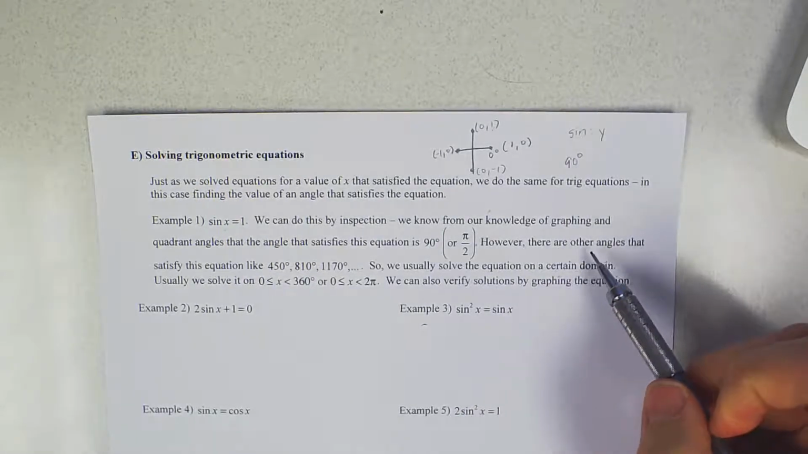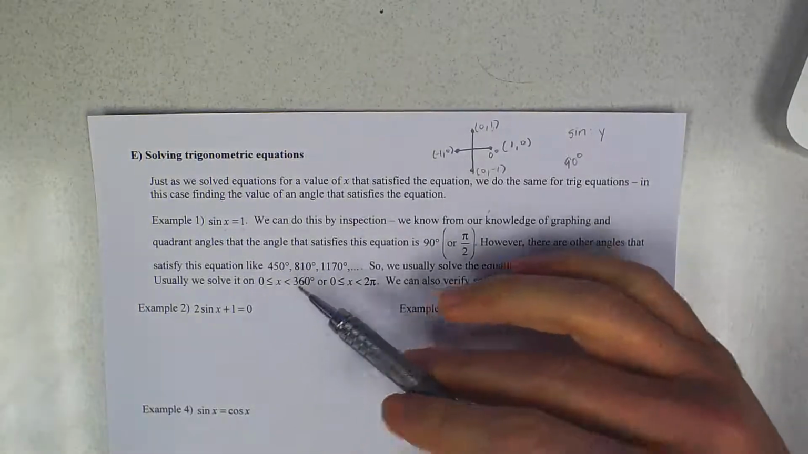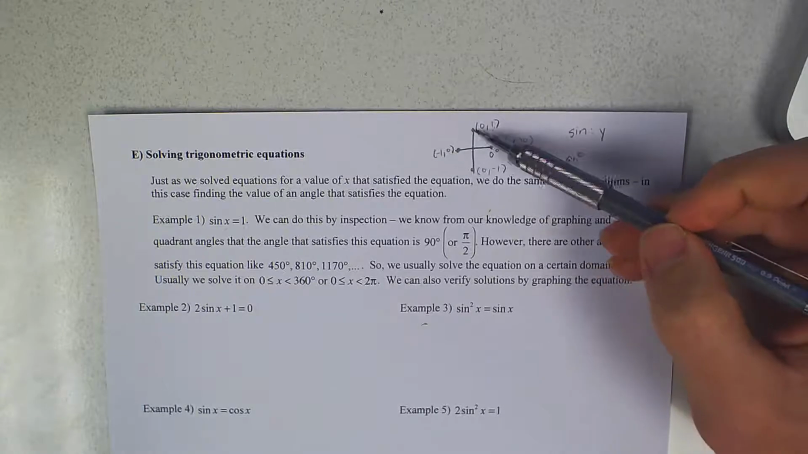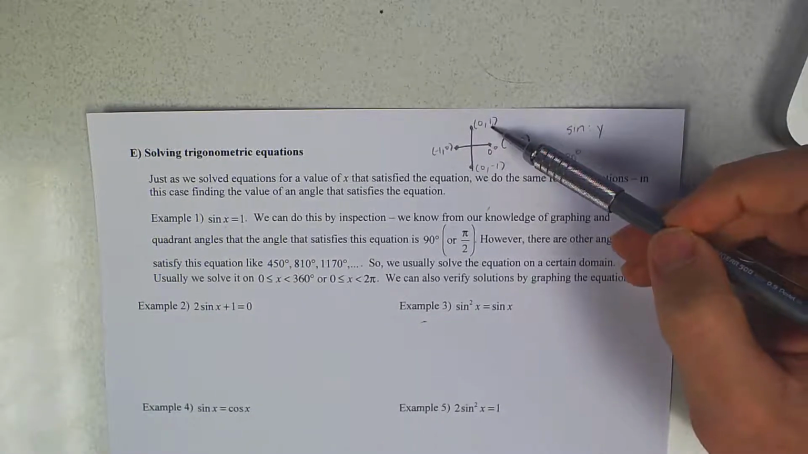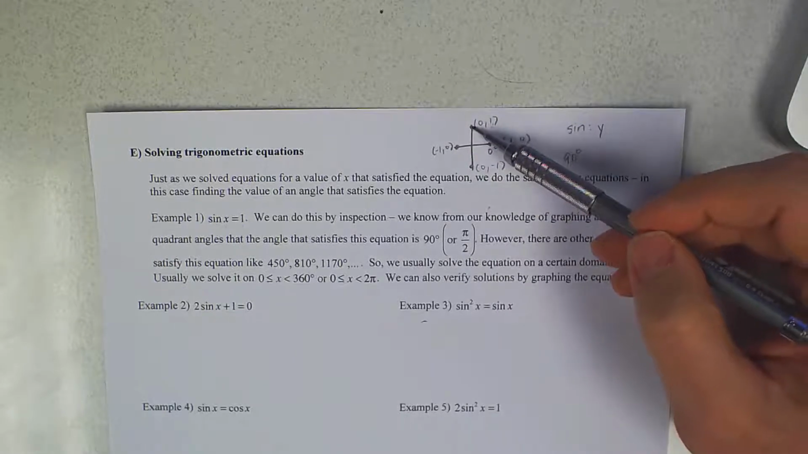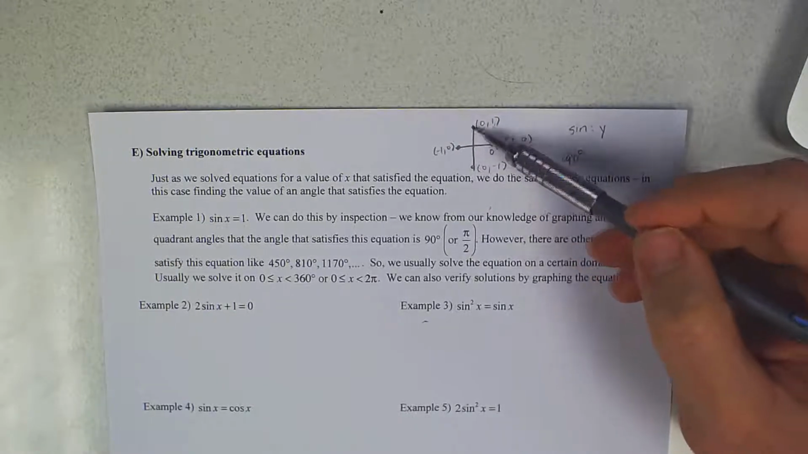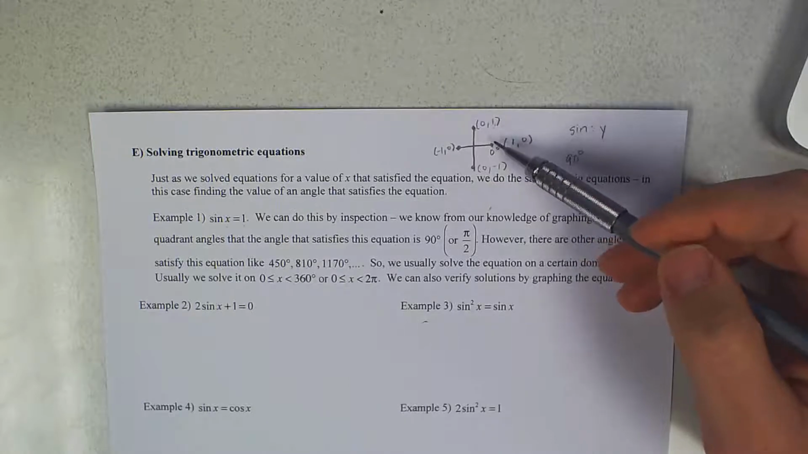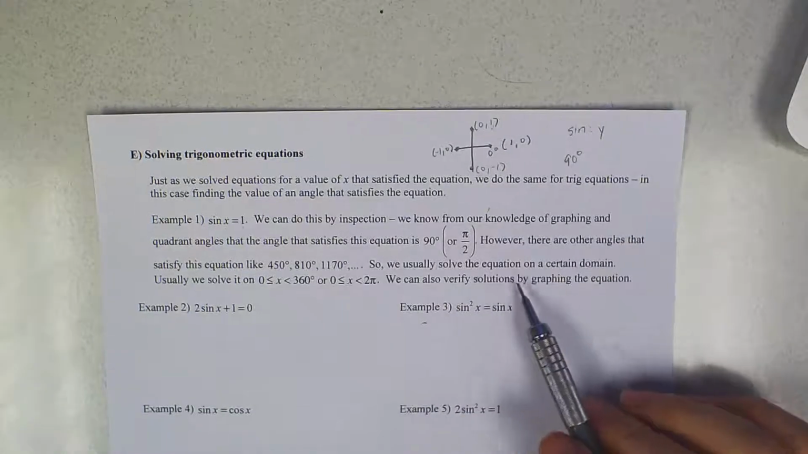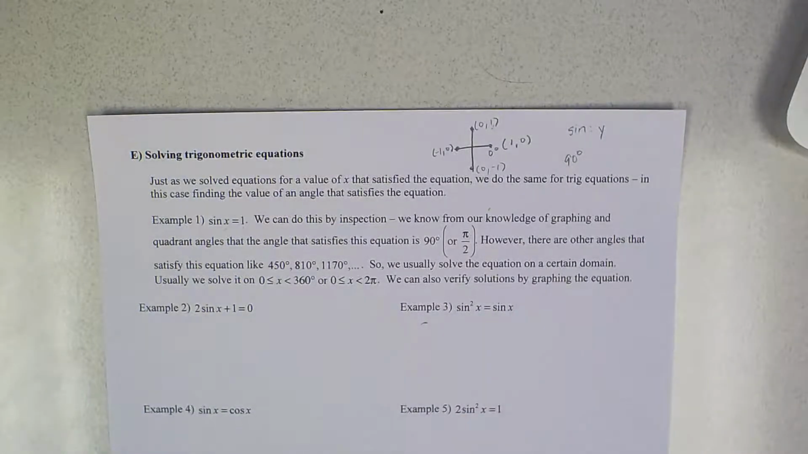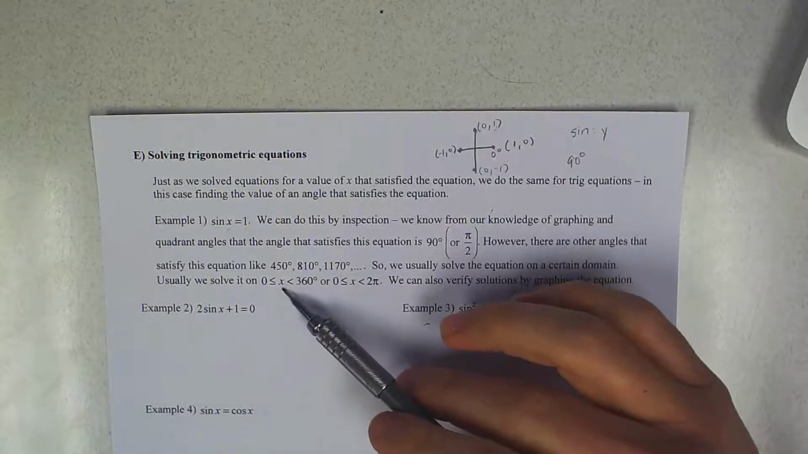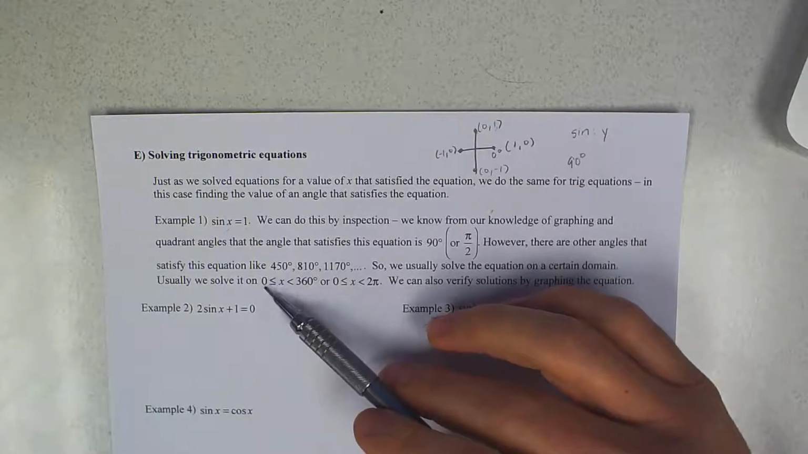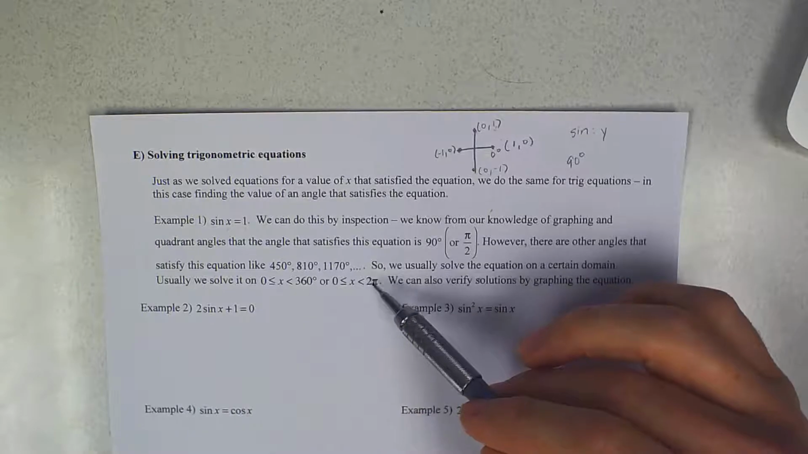However, there are other angles that satisfy this equation. If you go around again, 450 degrees is also 1. If you go around 3 times, that's 810 degrees, that's still 1. So we usually solve the equation on a certain domain, like from 0 to 360. Usually it's going to be when x is greater than or equal to 0 and less than 360, or the same thing in radians.